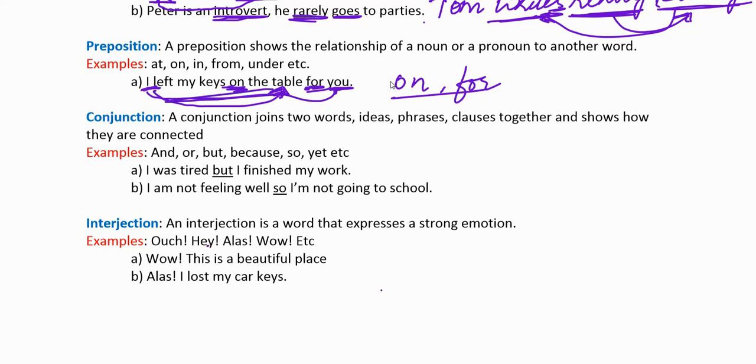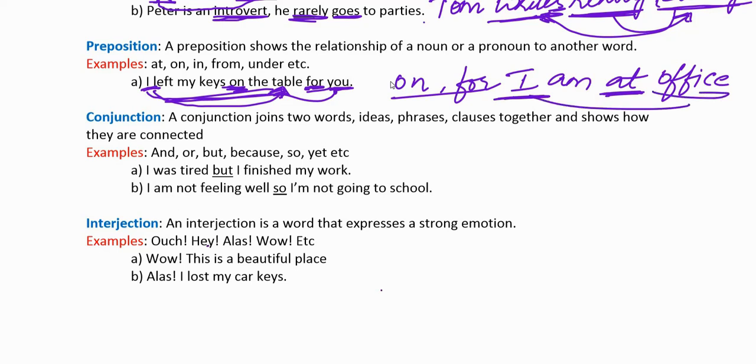Okay, let me give you another example. If I write, I am at office, what is the preposition here? At is the preposition, because at is linking the pronoun I to the noun office. Office is a noun and the preposition is linking the pronoun I with office. It is telling my position. Where am I? At office. Okay, so a preposition basically talks about the place, position or time of a noun or a pronoun, or it links a noun or a pronoun to another word in a sentence. Alright, I hope you understood prepositions.